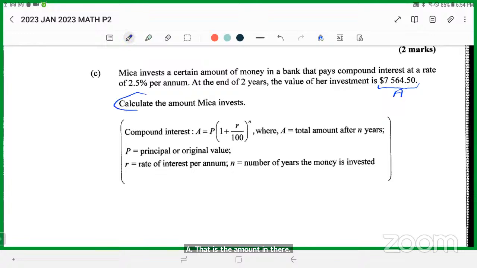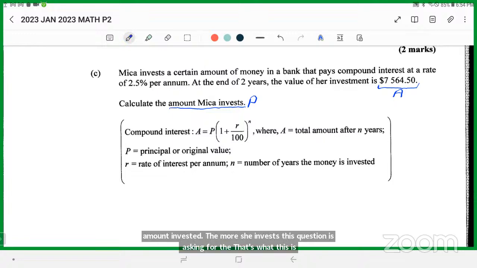This question is asking for the amount invested. This is asking for the P, the amount you invest. This question is asking you for the P. That's what this is, the amount you invest.